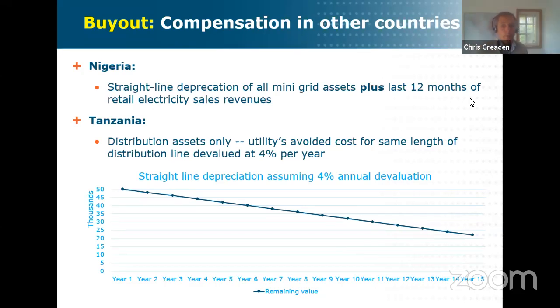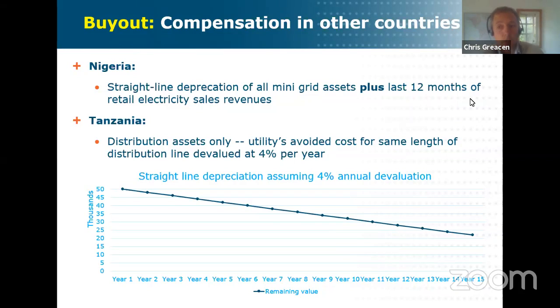Regulations that are now on the books in Tanzania and in Nigeria, and that are under development in Rwanda and, I think, in Sierra Leone, provide for mini grids to be compensated when the main grid arrives. In Tanzania, it is only the depreciated distribution assets that are built to sufficient grid connection standards. In Nigeria, it's everything. It's the depreciated generation and distribution assets, so including generation. And then also, for good measure, they throw in a year's worth of the mini grid's prior revenues to compensate for some of the development costs and effort that the mini grid has put in.